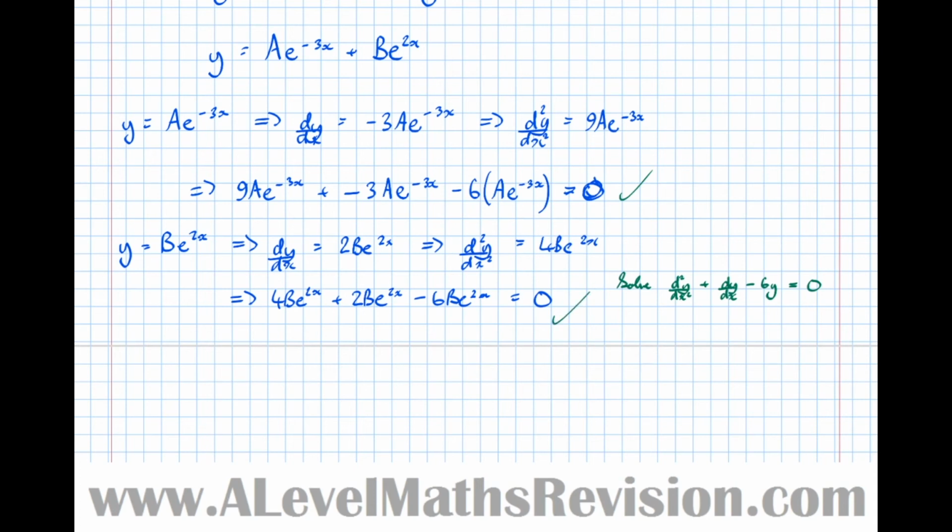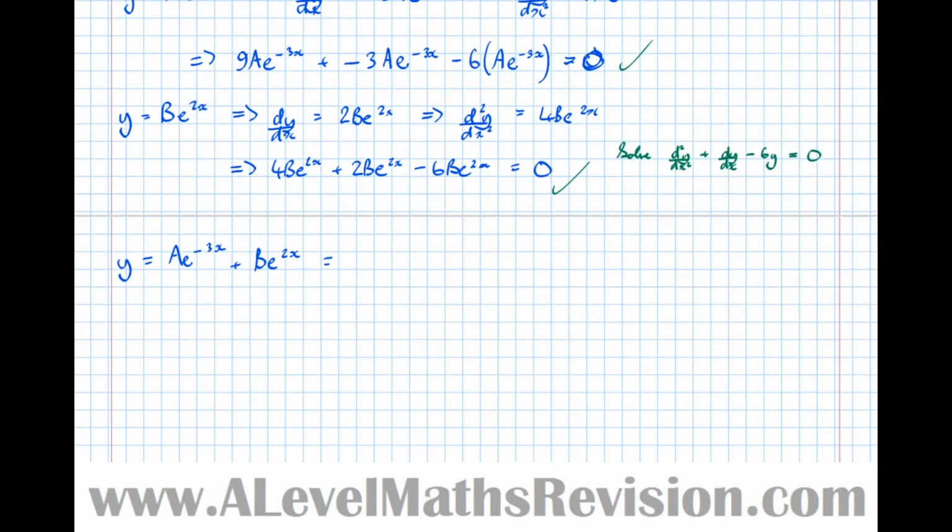So now what I want to do is justify why a combination of the two is a solution as well. So let now y equal a e to the minus 3x plus b e to the 2x. So that implies that the first differential is minus 3a e to the minus 3x plus 2b e to the 2x. And that means that the second differential is equal to 9a e to the minus 3x plus 4b e to the 2x.